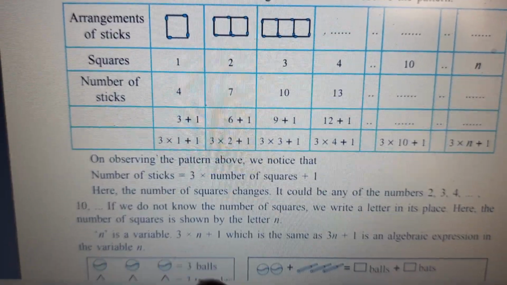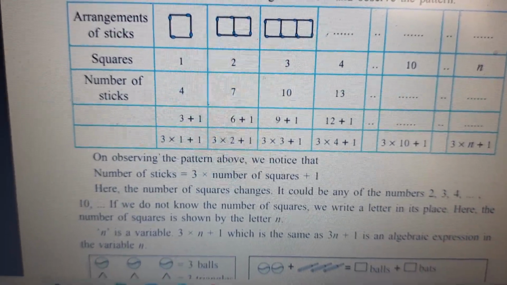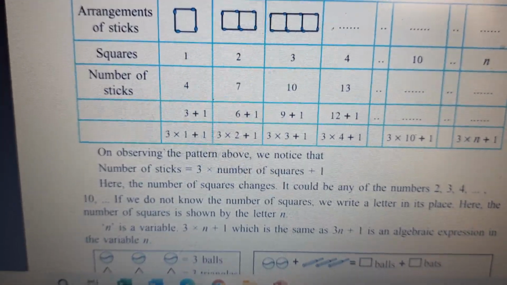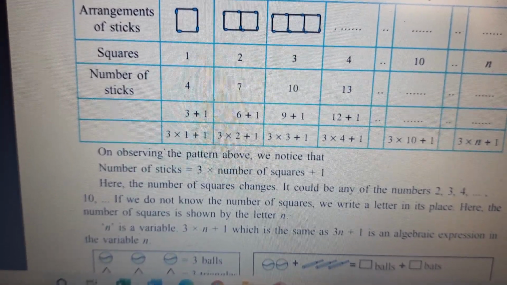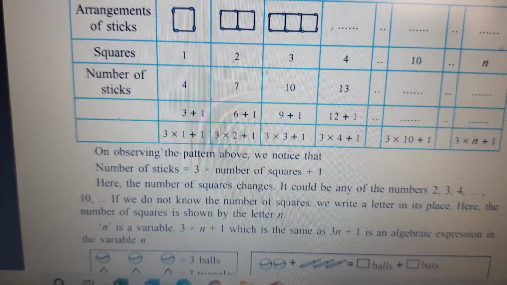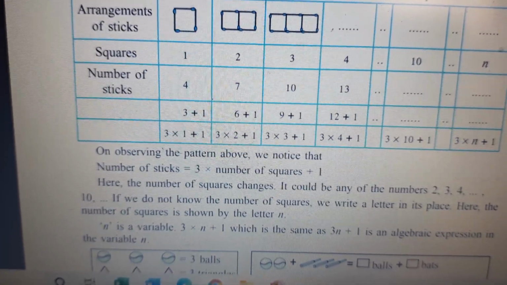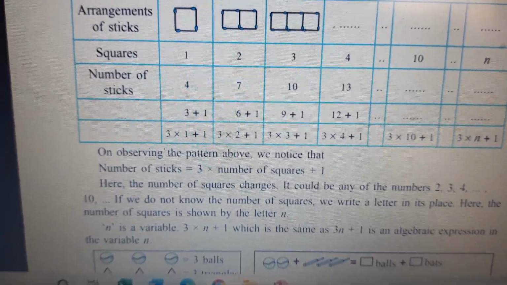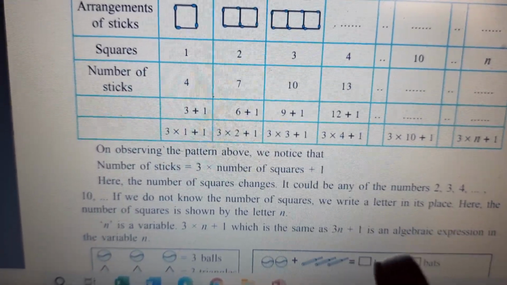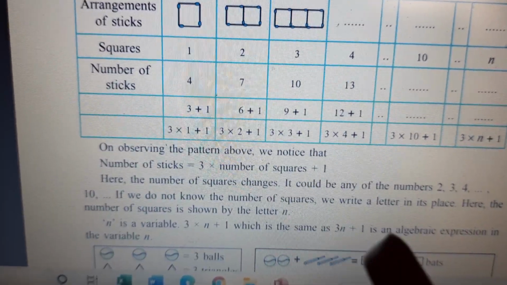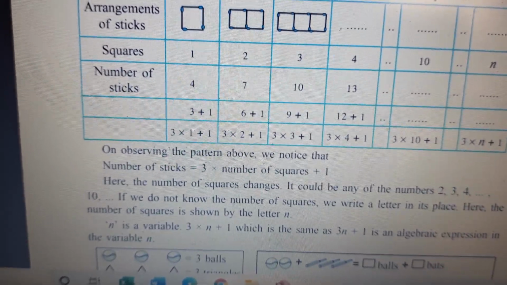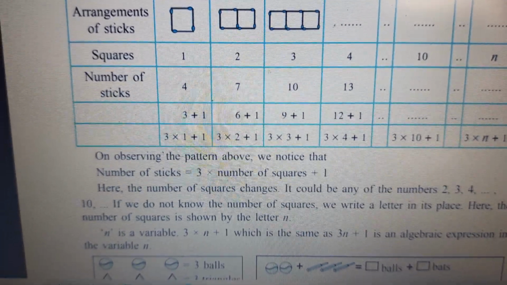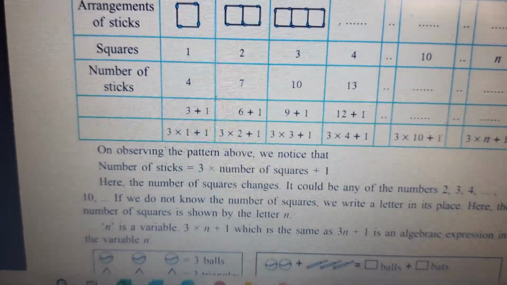So n is a variable. A letter used here, we call it variable because it's changing. It is not constant that always you have to take A, or always you have to take n, or always you have to take z. That's why we call it a variable, and the meaning of variable is changing. So 3 into n plus 1, which is the same as 3n plus 1, because 3 into n means what? 3n. 3n plus 1 is an algebraic expression, and here the variable is n.